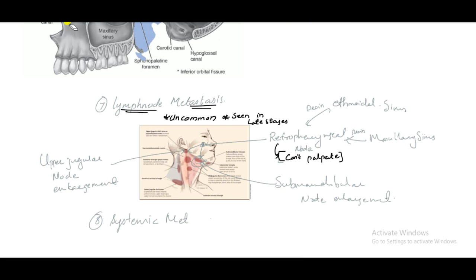And systemic metastasis is rare, and it can spread most commonly to the lungs, and also occasionally maxillary sinus carcinoma spreads into the bones.